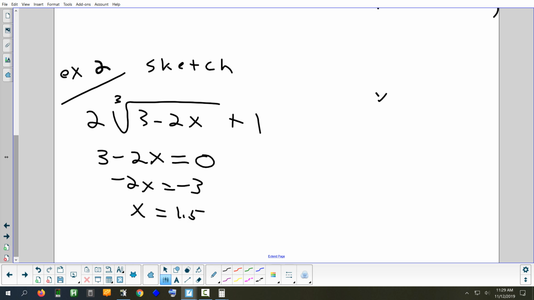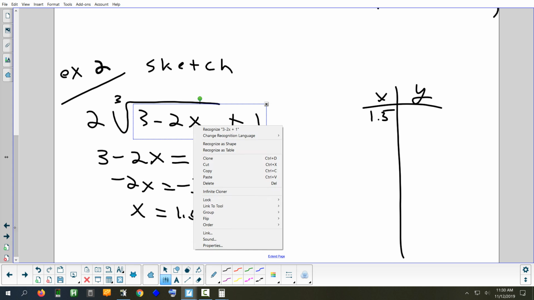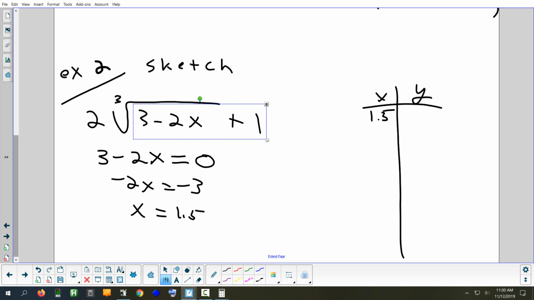Okay, so I'm going to make a table off to the side. 1.5 is my x. Let's find my y. Now, I said use substitution to find the y. You really don't have to. Watch what happens. What's 2 times 1.5? 3. What's 3 minus 3? 0. What's the cube root of 0? 0. What's 0 times 2? 0. So your y value, 0 plus 1, is 1. So the y value is really just the number at the end. You don't even have to do all that out.